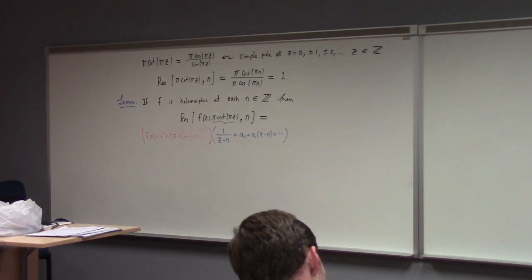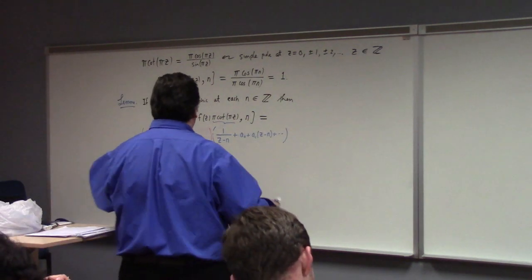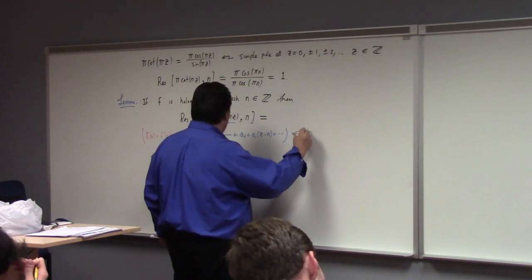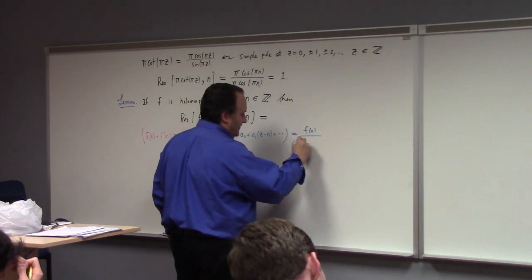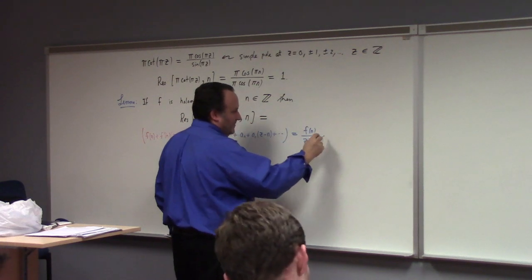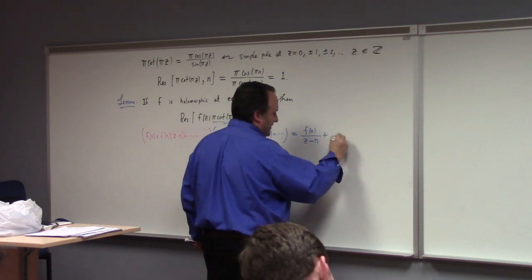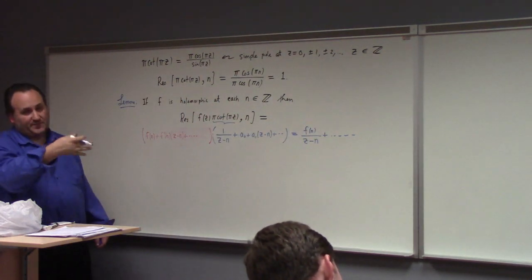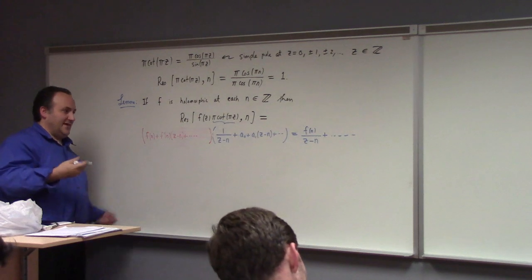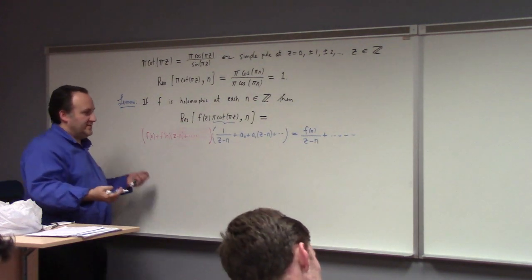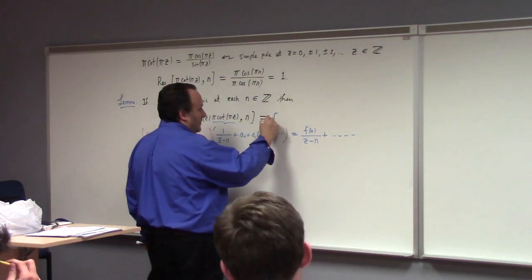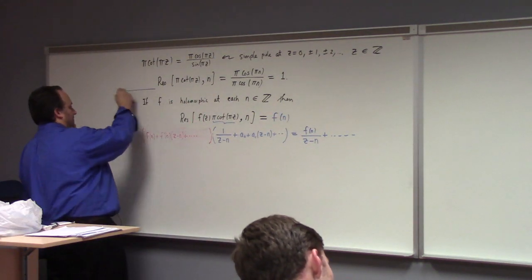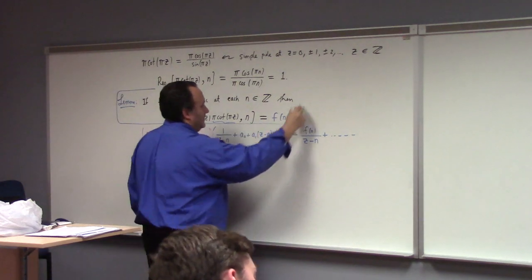All right, let's see here. So obviously this is just what? The principal part is f of n over z minus n, right? And then plus and so on. That's the principal, that's the divergent part of the Laurent expansion, yeah? At n. Therefore, the residue is f of n. So that's pretty cool, right?